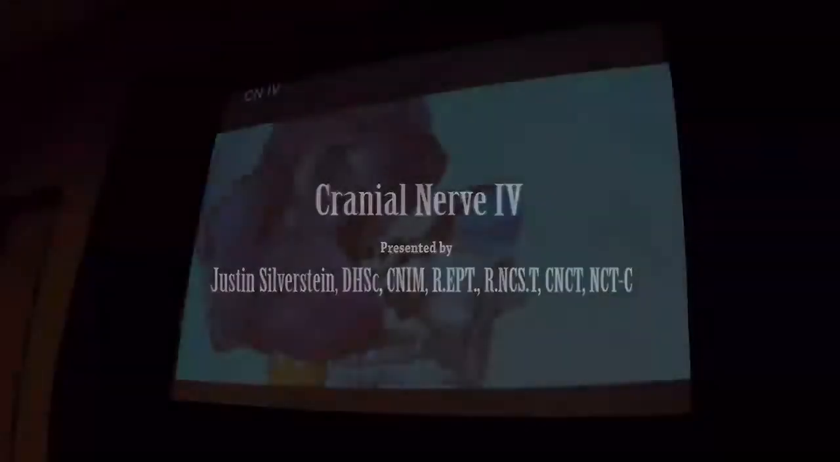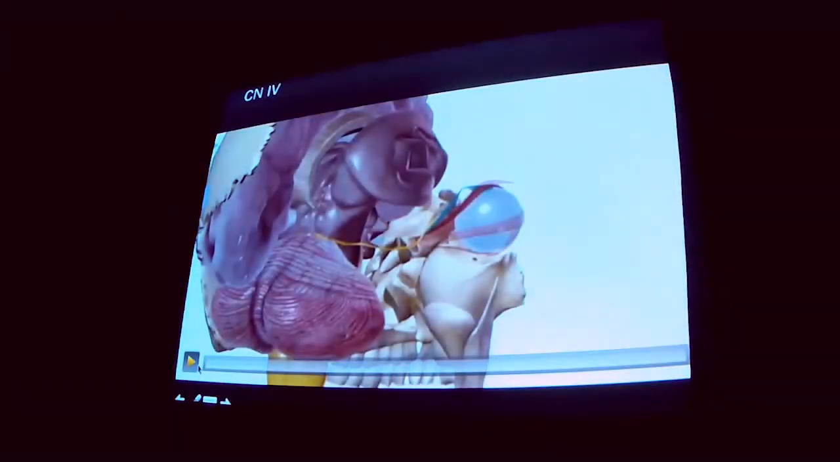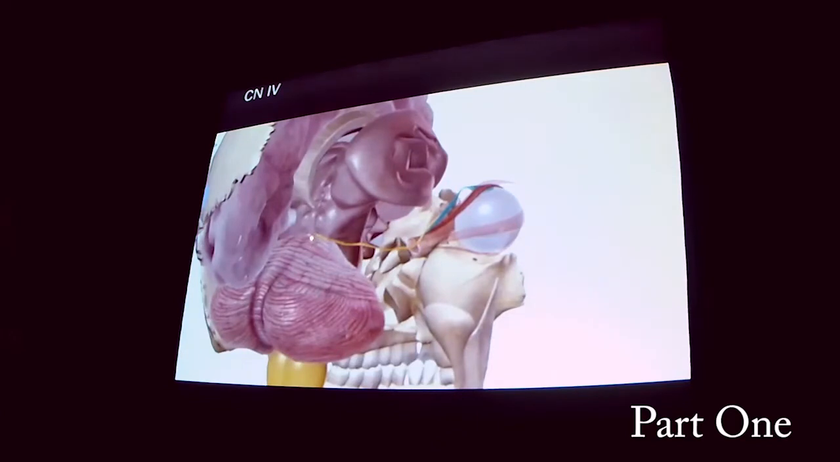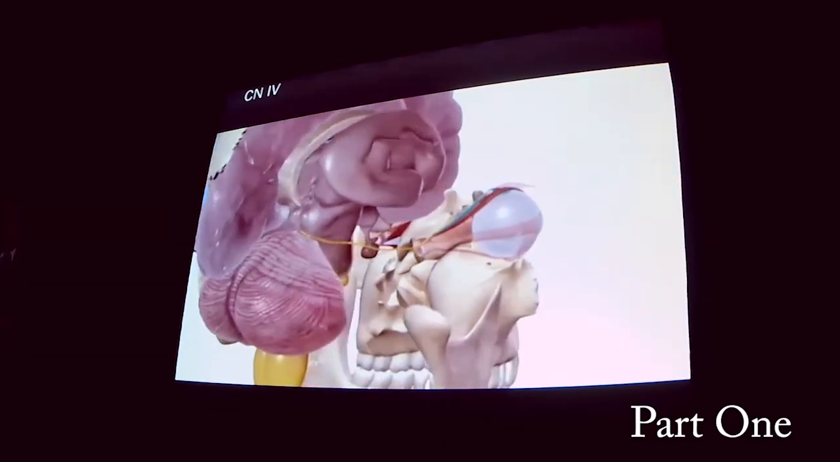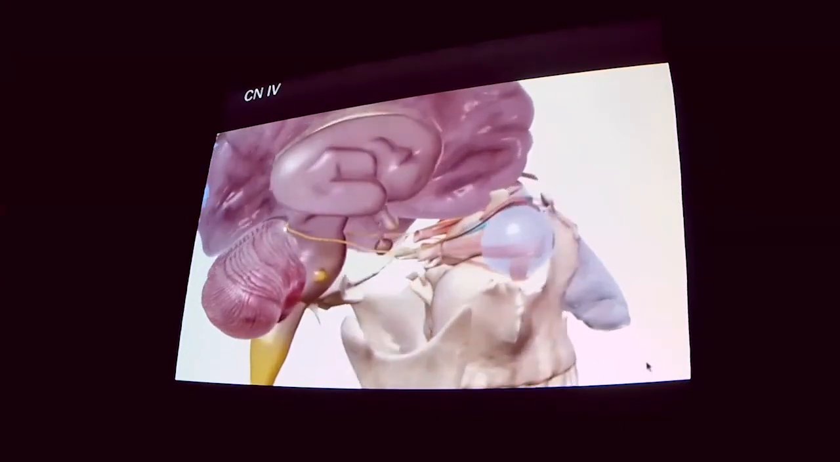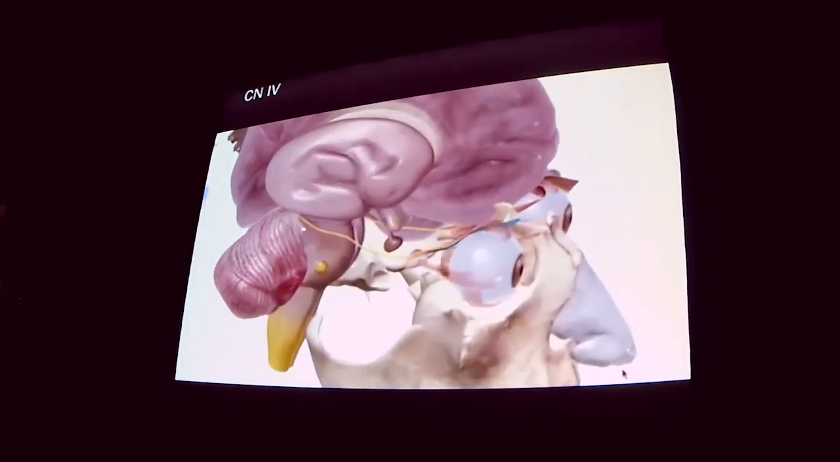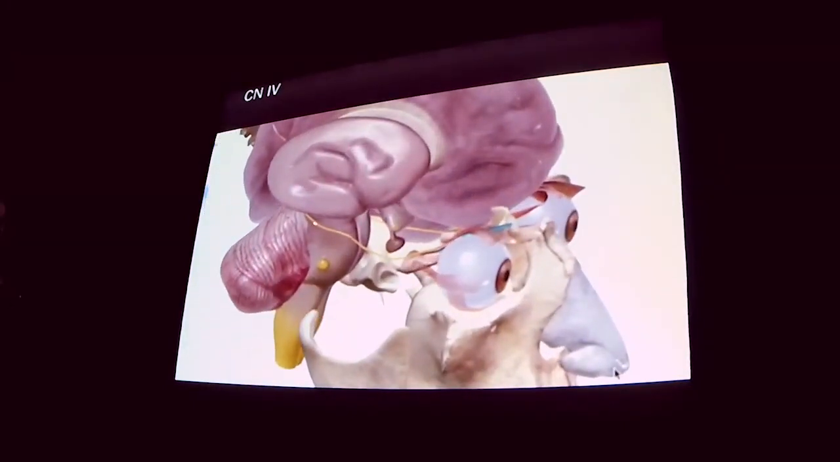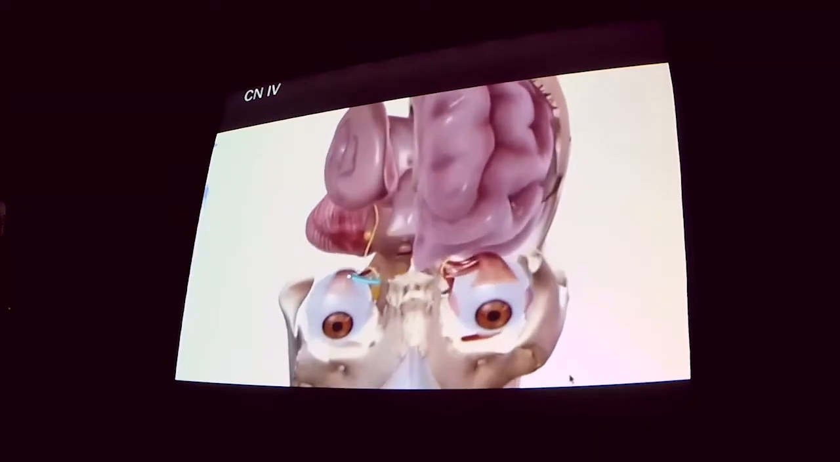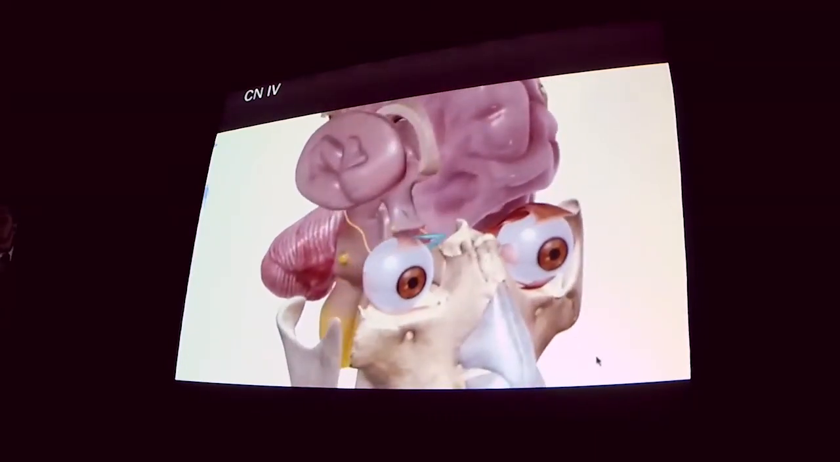So cranial nerve 4 is the trochlear nerve. And it's actually an interesting nerve. It's the only cranial nerve that actually decussates on its approach. So basically you can see it coming out of the back of the brainstem here. And again, it follows the same straight path that cranial nerve 3 travels to innervate the superior oblique muscle.